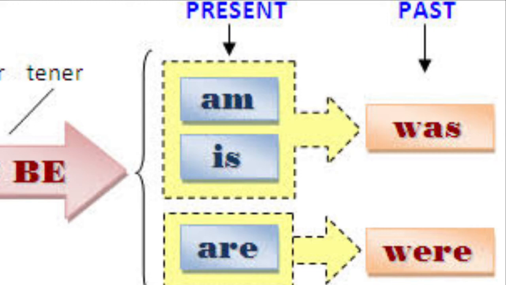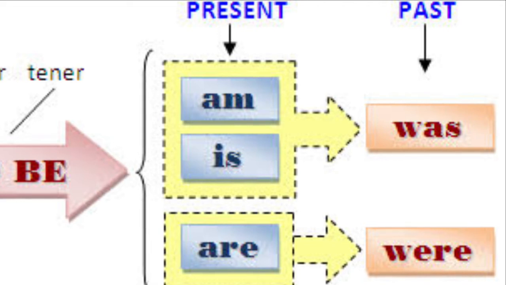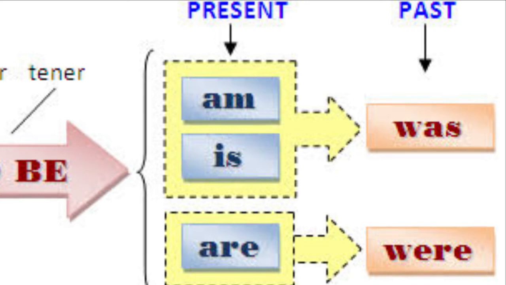And I want to look at this picture now, where I have tried to clear that do not get confused between is-am-are and was-were, because is-am-are shows the present time and was-were represent the past time.